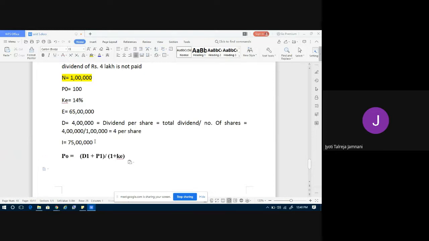How to find the price? P naught is given as 100, which is equal to D1, which is 4 per share, plus P1, divided by 1 plus KE. KE is nothing but the cost of equity, that is 0.14.